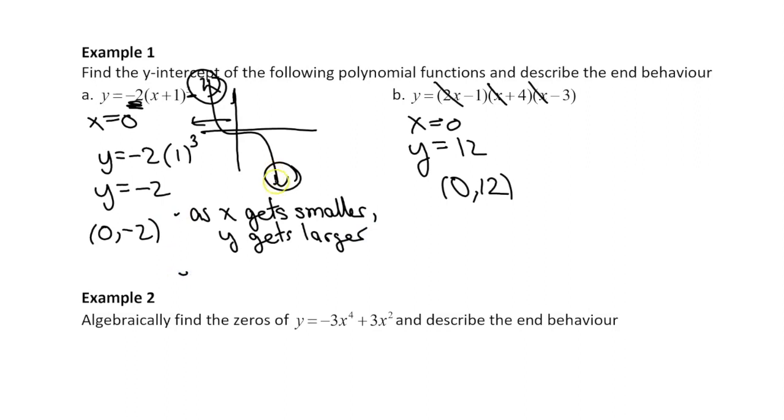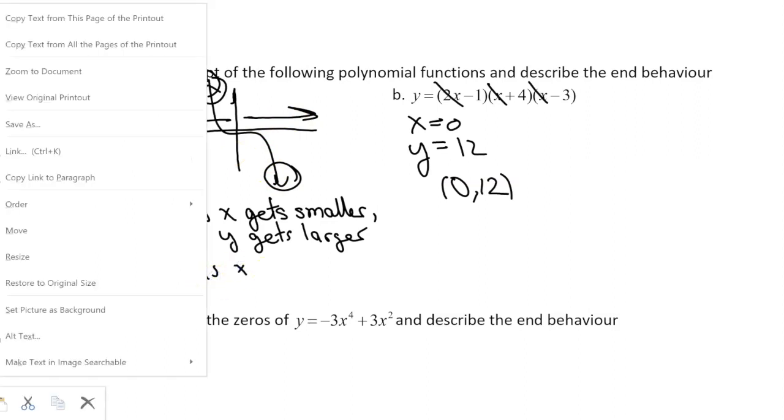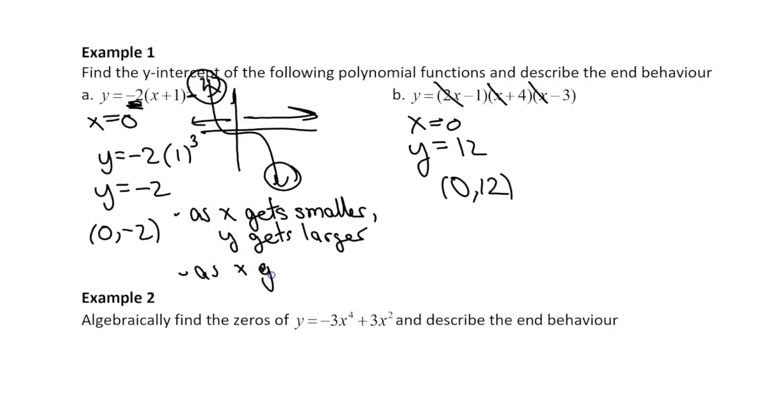And then over here, as x approaches positive infinity and goes to the right, you could say as x gets larger, y gets smaller, points down.